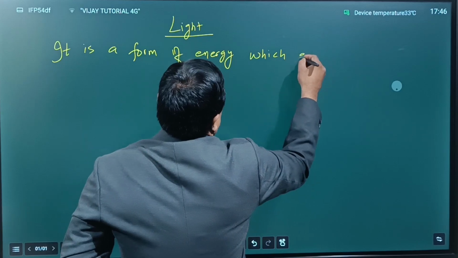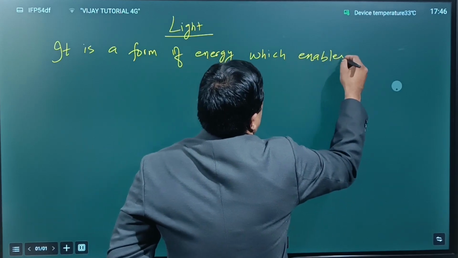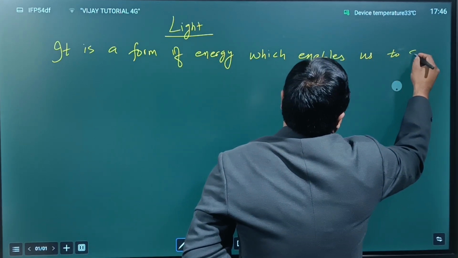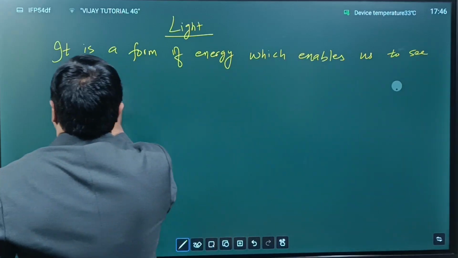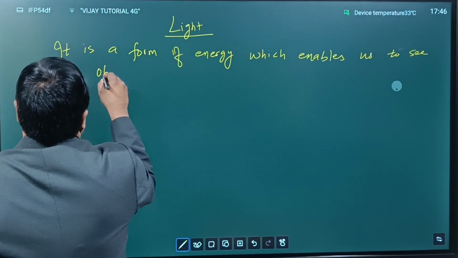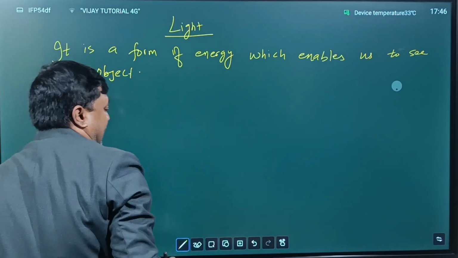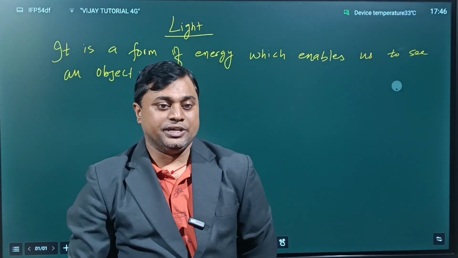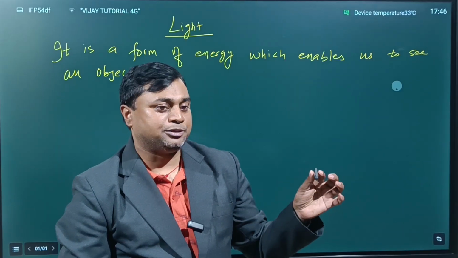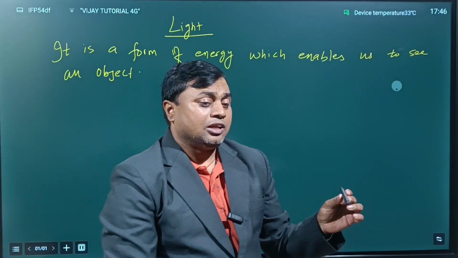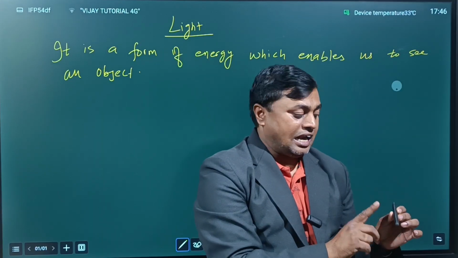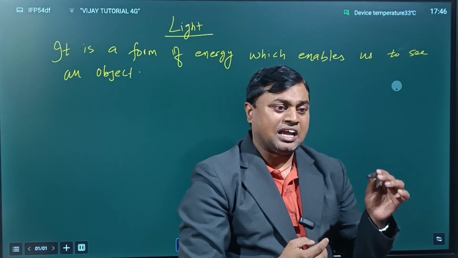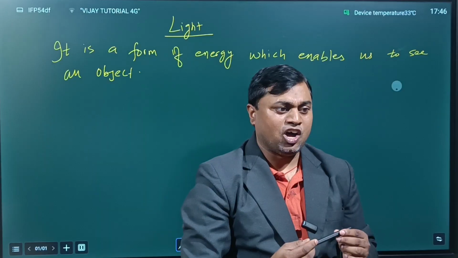which enables us to see an object. So that is light. One question may be asked: when can we see an object? When are we able to see this pen? The answer is whenever light falls on the object and after reflection it reaches our eyes. Yes or no? Then only we can see the object.